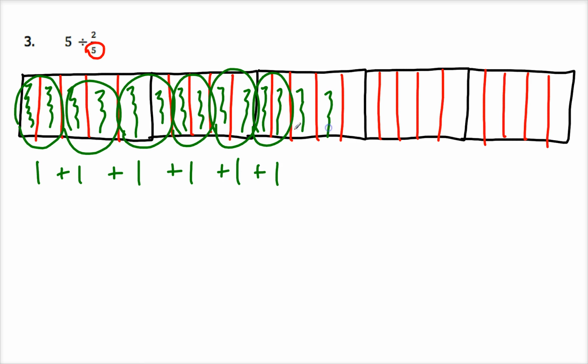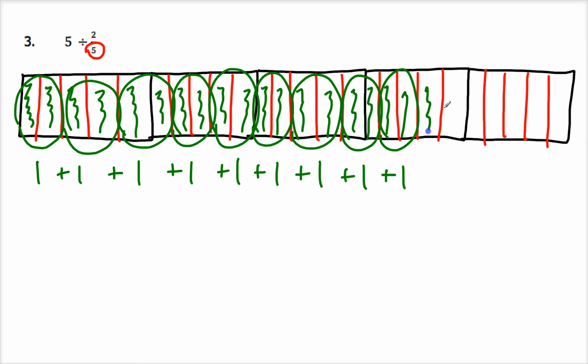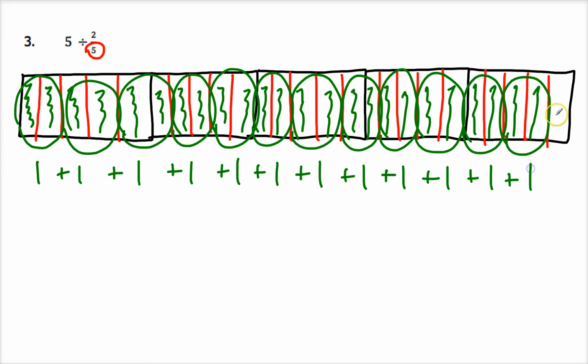6, 7, 8, 9, 10, 11, 12, and now we've run out of pieces. Okay, so let's look at how many whole groups we have so far. Again, we have 1, 2, 3, 4, 5, 6, 7, 8, 9, 10, 11, 12. So I know that the whole number in my answer for this problem is going to be 12.